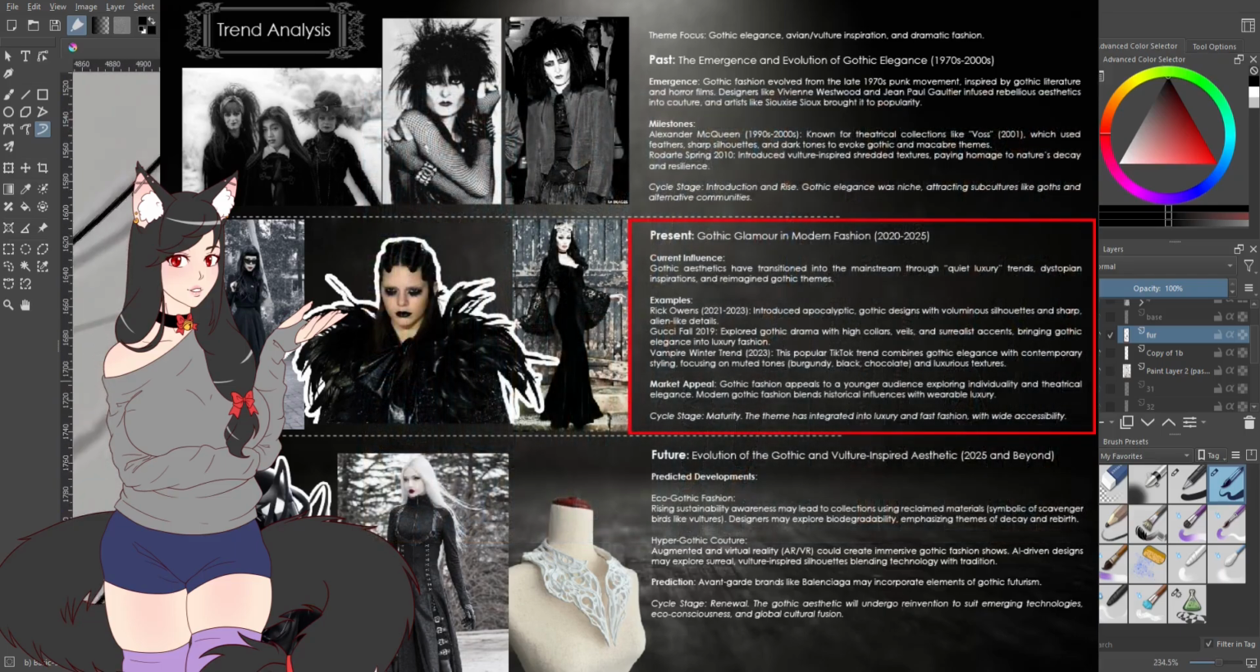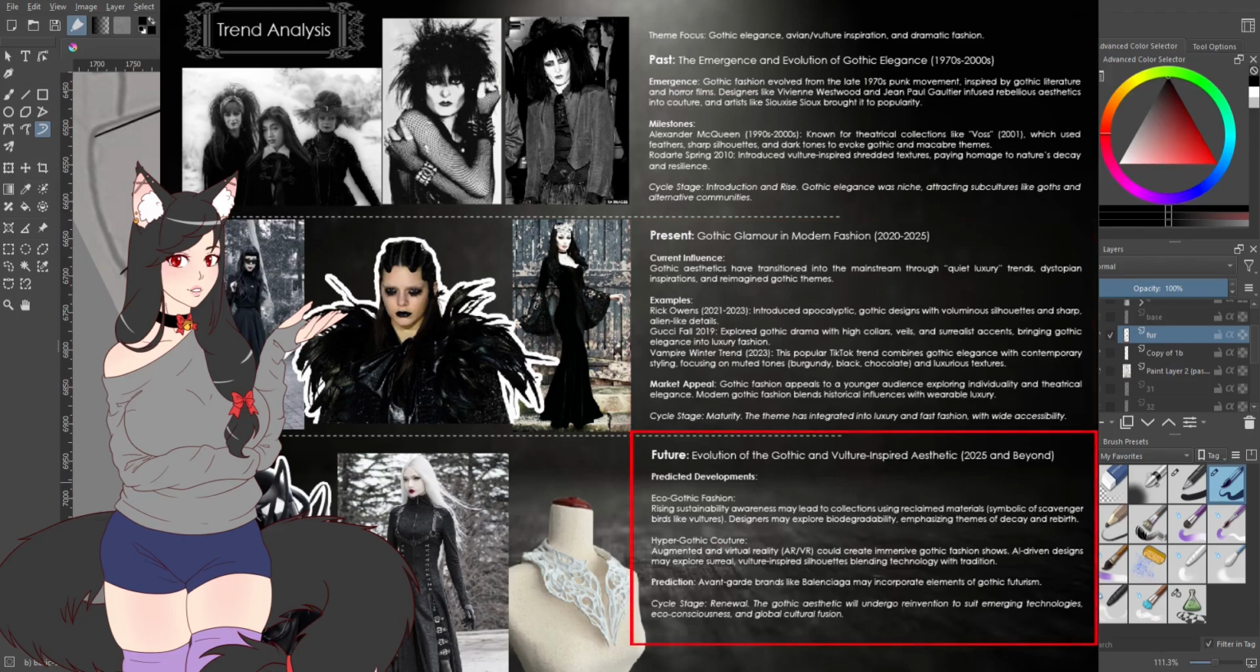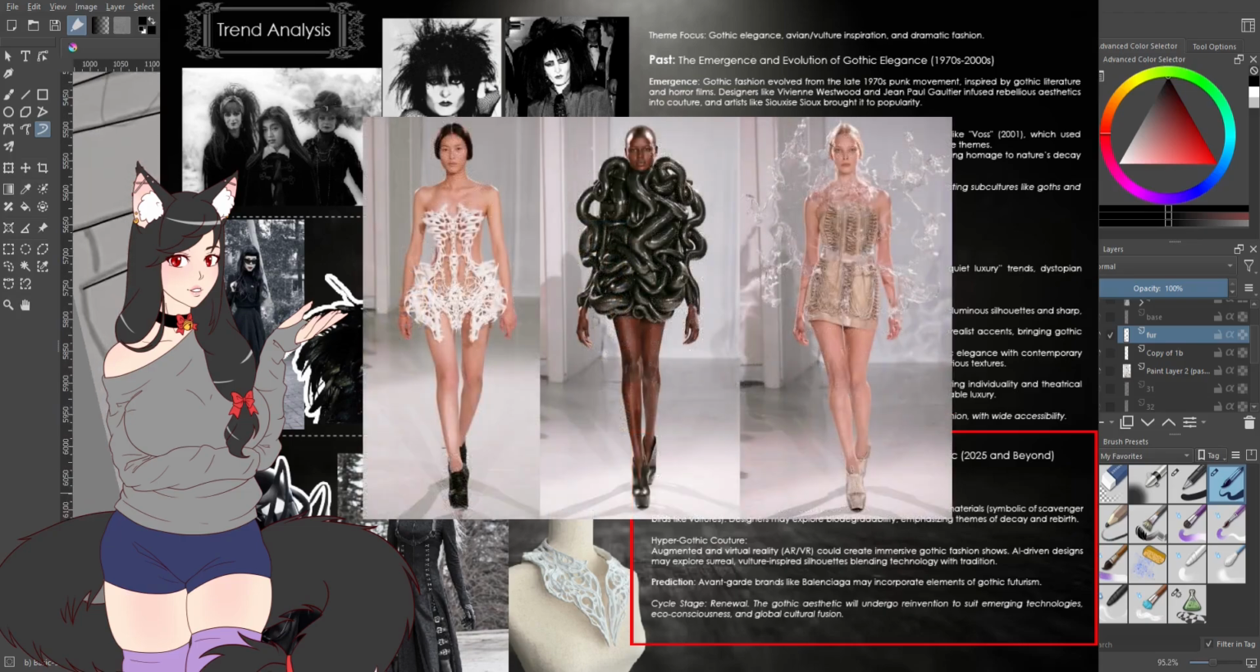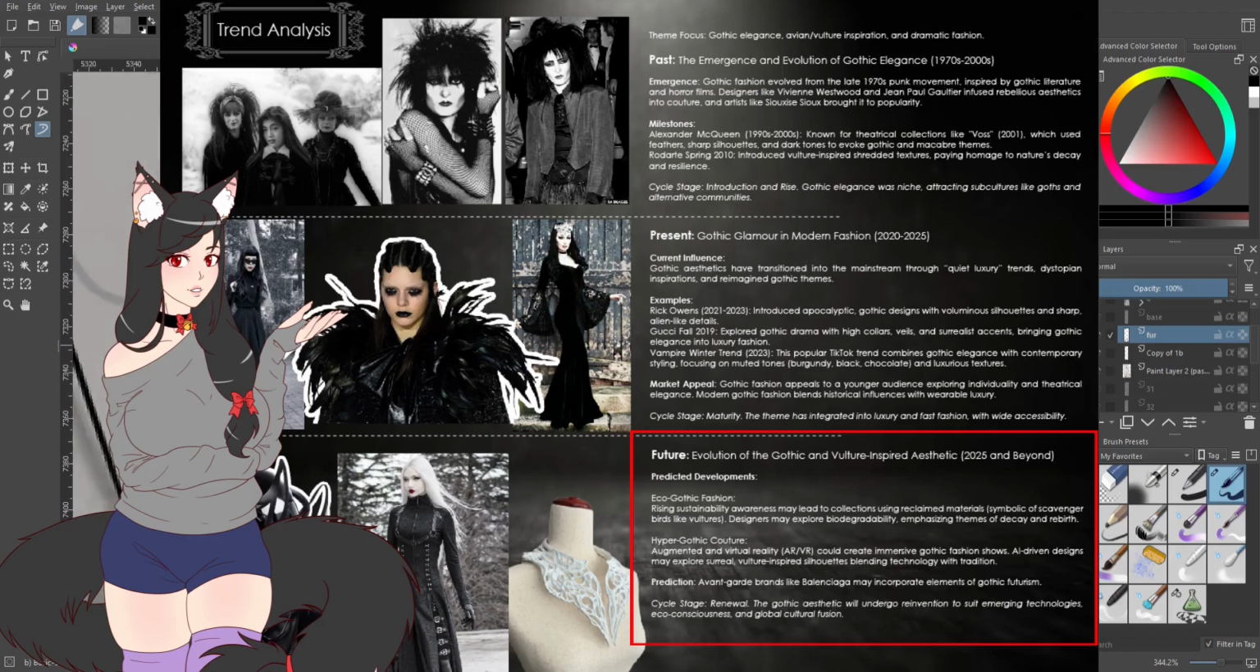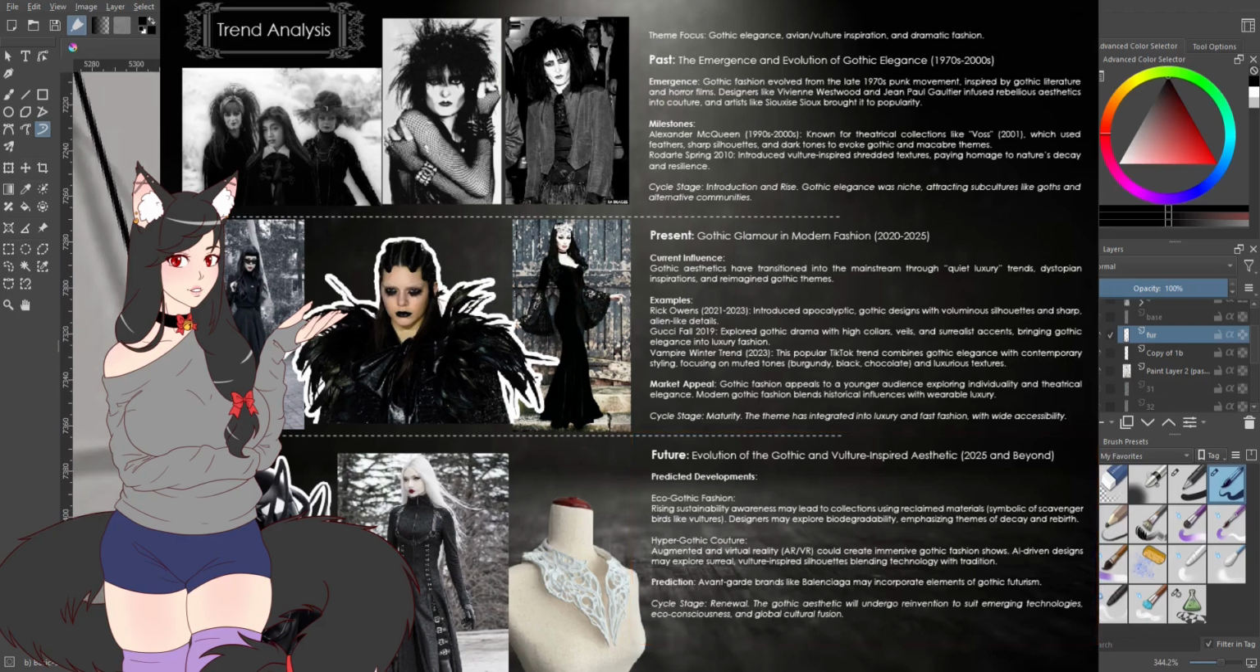This is the maturity, as the theme is slowly and surely being integrated into luxury and fast fashion and has a wide range of accessibility. For a future forecast or prediction, my guess, based on my research, is that Gothic fashion is going to be more integrated with 3D sculpting, AI-generated styles, probably 3D printed materials, or even sculpted details, with a very, very high emphasis on sustainability.